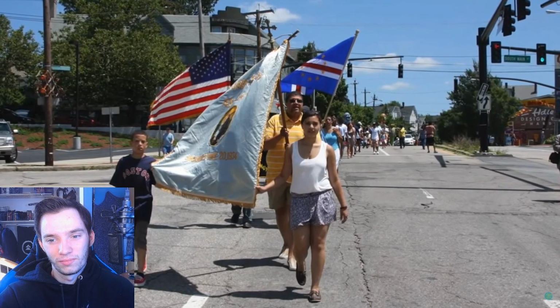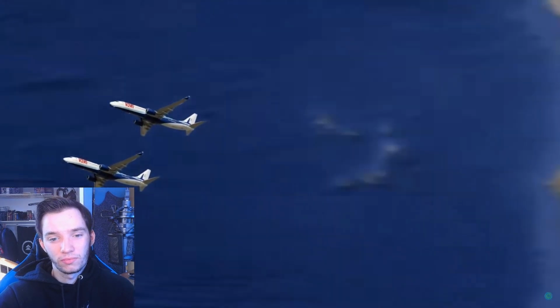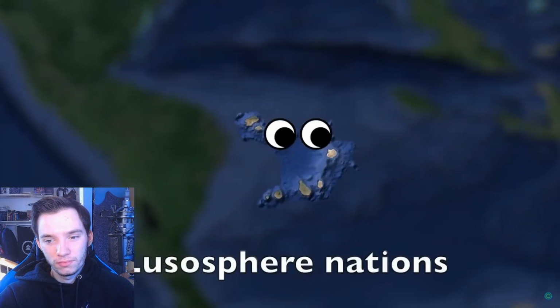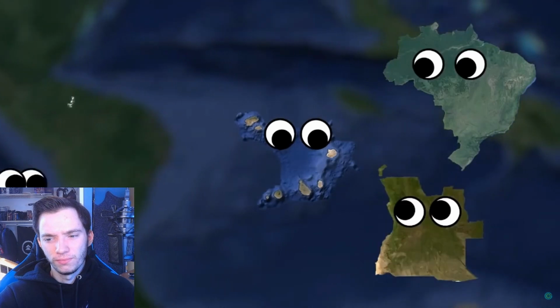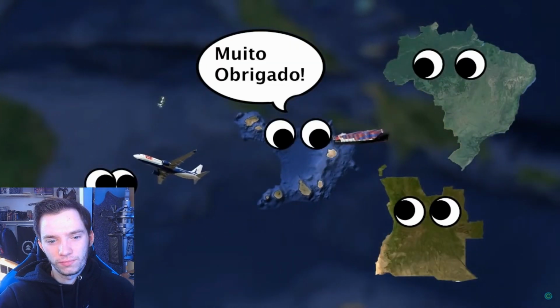The US harbors the largest Cape Verdean community outside of Cape Verde and has historically invested in the country's welfare even before independence. Out of the 10 international destinations that their national airline flies to, 2 of them are actually in the US, one in Boston and one in Providence, Rhode Island. Lusophone nations like Brazil and Angola and Sao Tome and Principe get along with Cape Verde as well. Trade and travel between these nations is not uncommon.